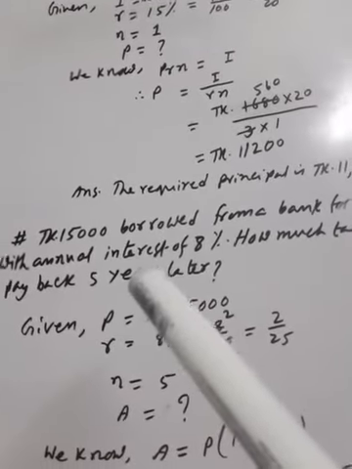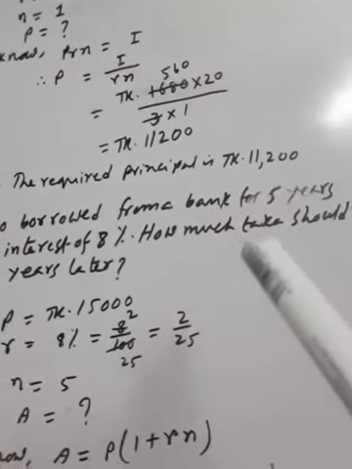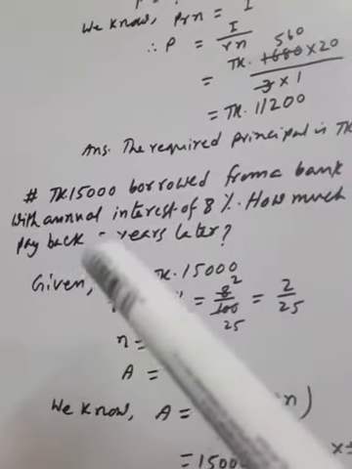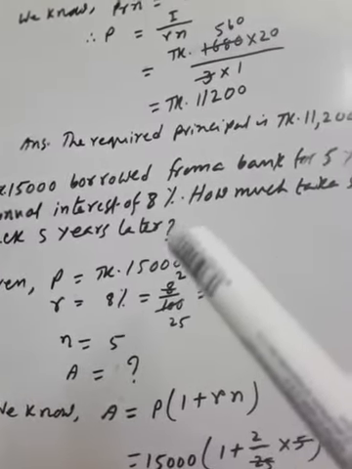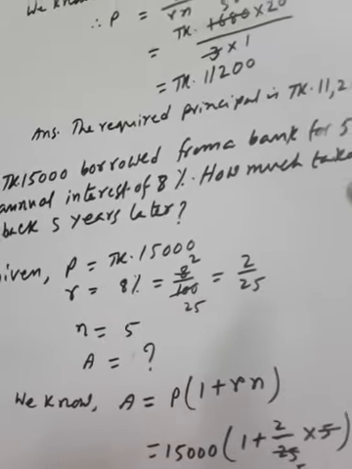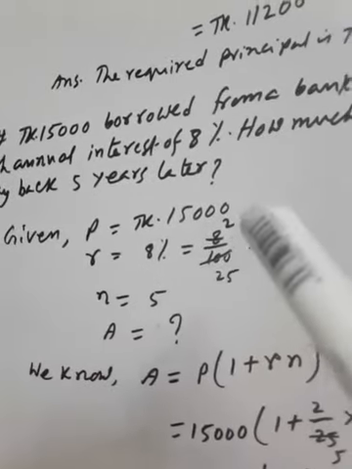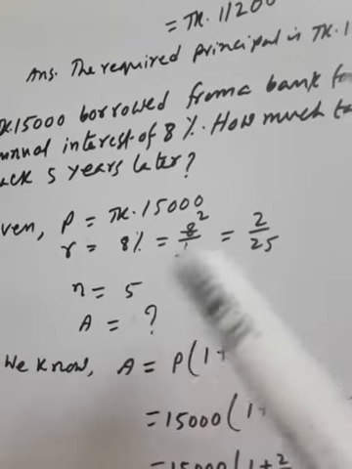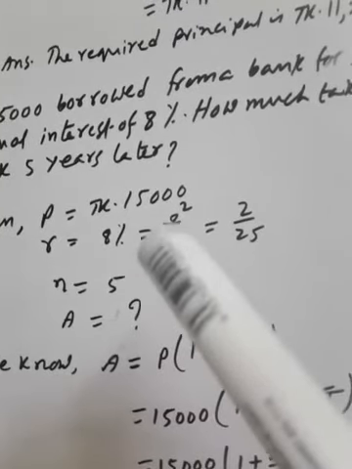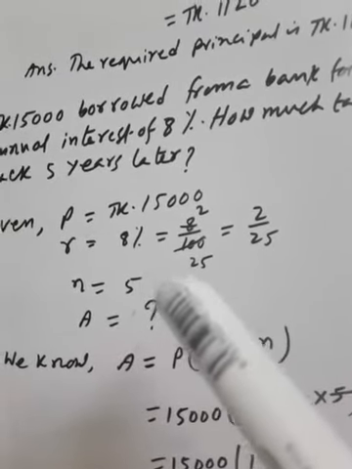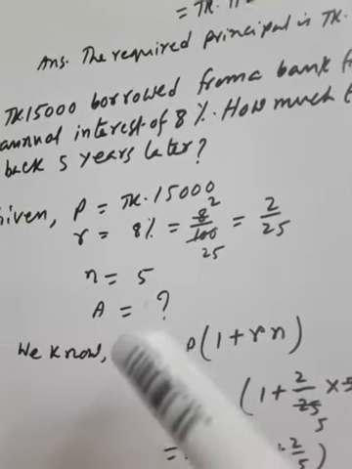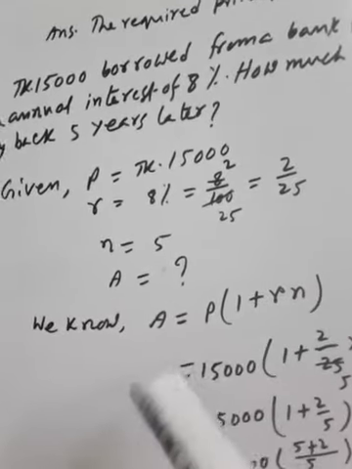Next statement C. Taka 15,000 borrowed from a bank for 5 years with annual interest of 8%. How much taka should be paid back? Should pay back means principal plus interest amount. How much amount will it be 5 years later? Given principal equal to 15,000, R equal to 8%, 8 by 100, 80 divided by 4, 200 divided by 4, 2 by 25, and N equal to 5 years. Amount we have to find out. You have to learn this formula.